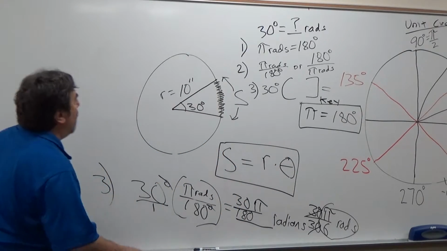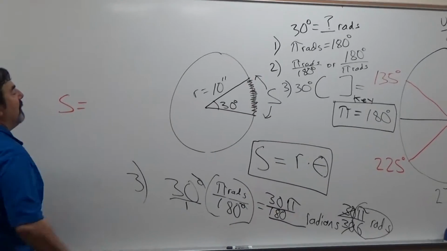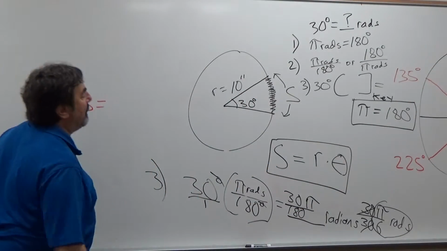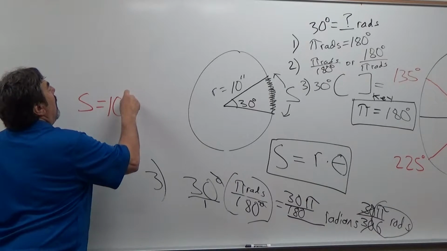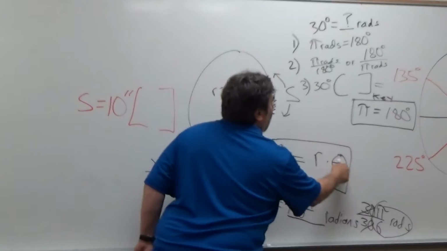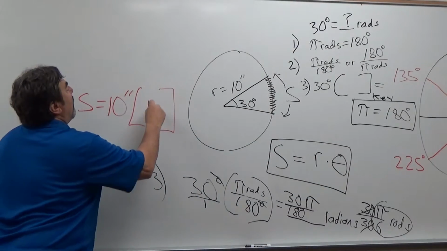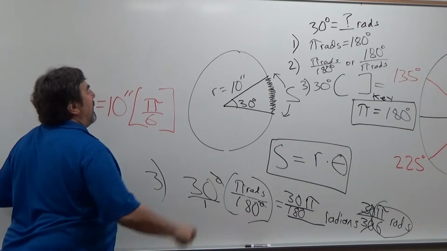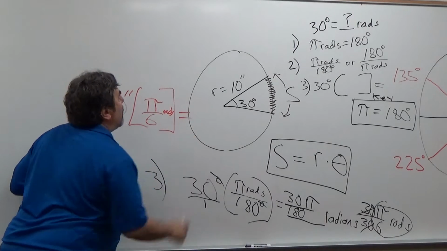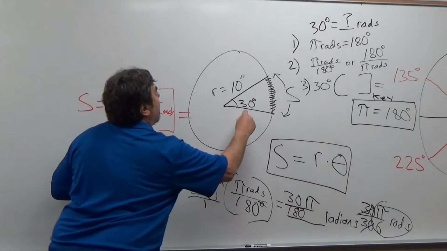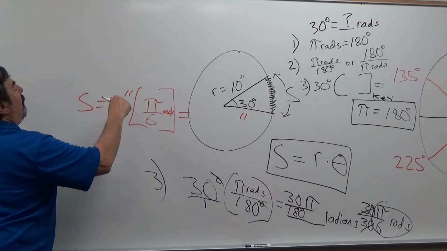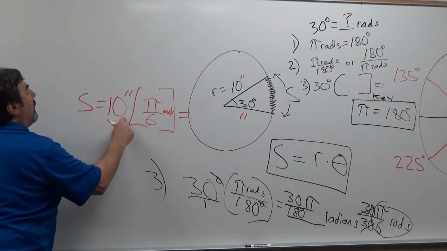So to finish the problem, we have S, arc length, is equal to our radius, which was given to us as what? 10 inches. Yes, 10 inches, and we have to multiply it times our angle, which is pi over 6, okay, radians. Now, our answer will always be in the same units as our radius. Our answer is going to be in what units? Inches. Inches, very good.